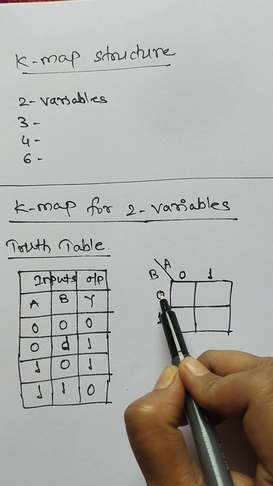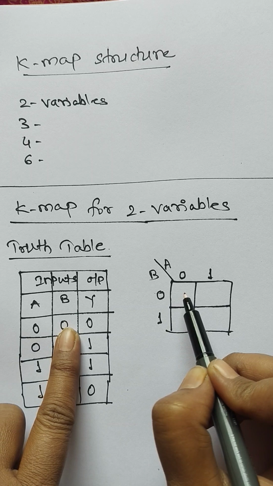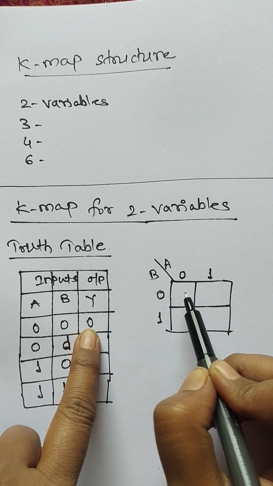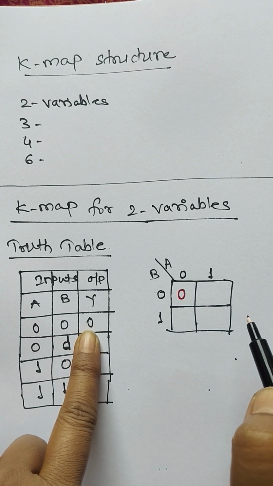Now A is 0 and B is 0. So A is 0 and B is 0. For A is 0 and B is 0, what is the value of Y? So the value of Y is 0, that should be written here.